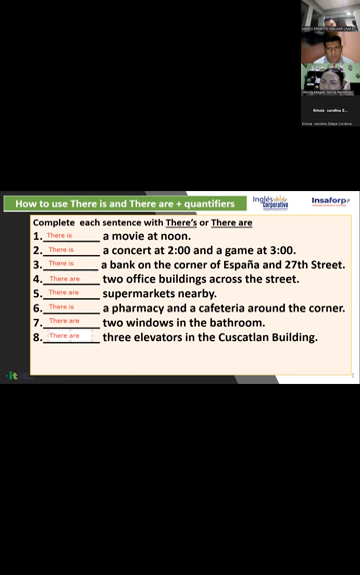Thank you, Jorge. Now, Dagoberto, please, can you read 5 to 8? There are supermarkets nearby. There is a pharmacy and a cafeteria around the corner. There are 2 windows in the bathroom. There are 3 elevators in the Cuscatlán building. Thank you very much. Any extra question?